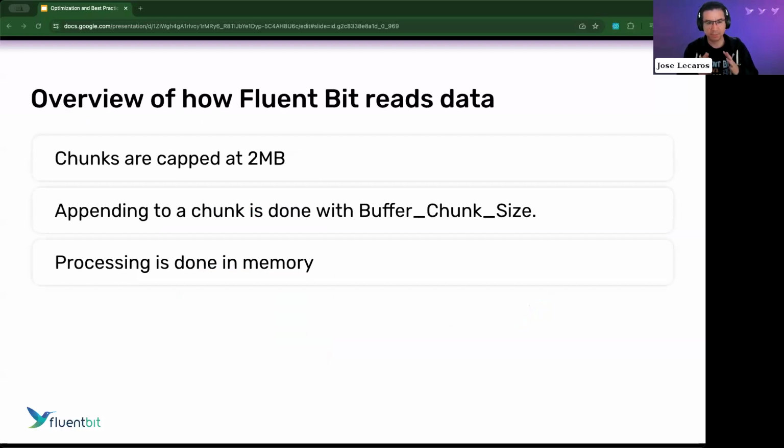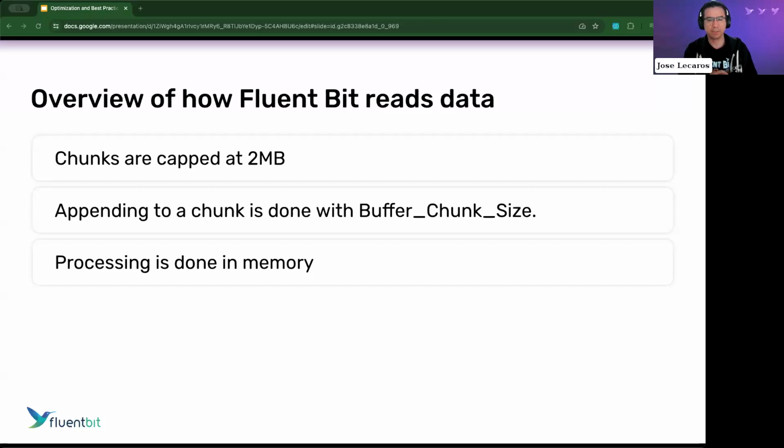This is a soft limit in the chunk size, because if you attach a message to the chunk and it is going to be over the 2 megs, most likely Fluent Bit will append it to the chunk anyways, but then that will be the last record appended to the chunk. This operation of appending to the chunk is done based on the buffer chunk size. This is the amount of data that Fluent Bit will work with. And the processing is all done in memory.